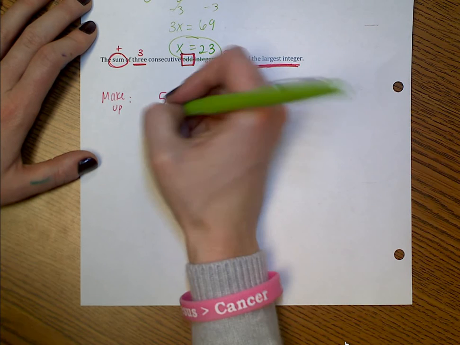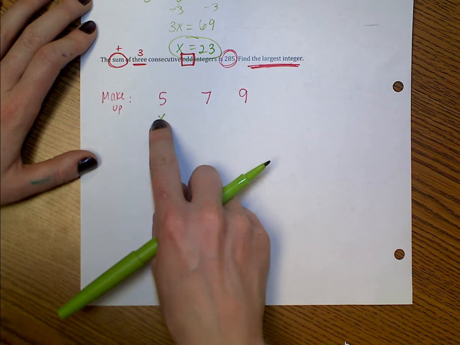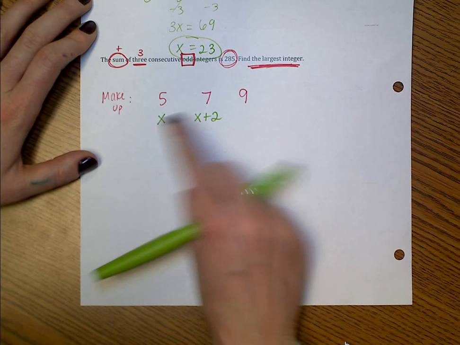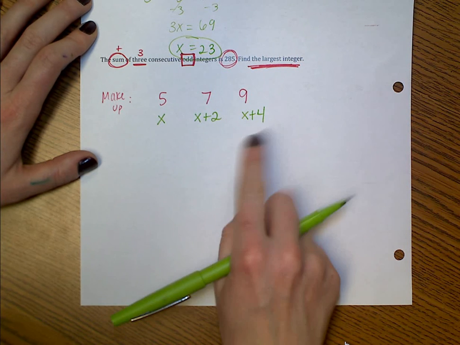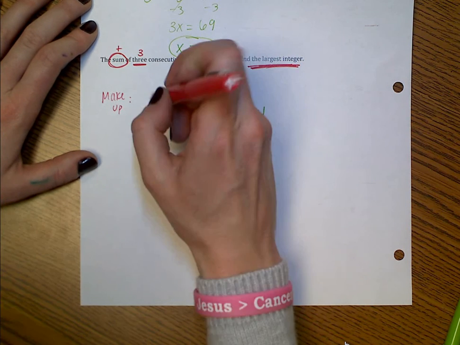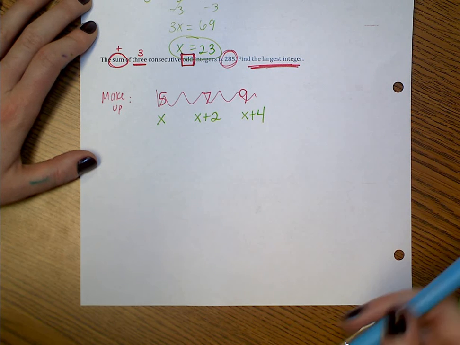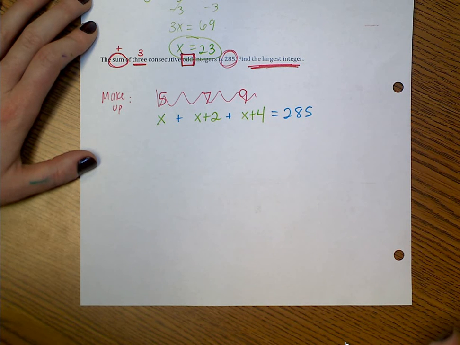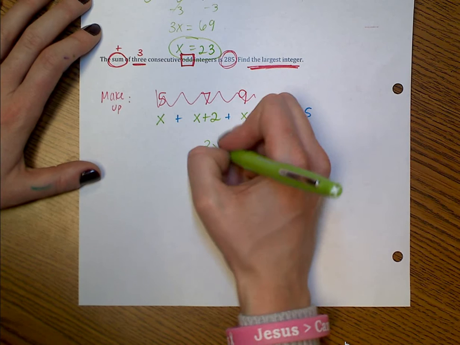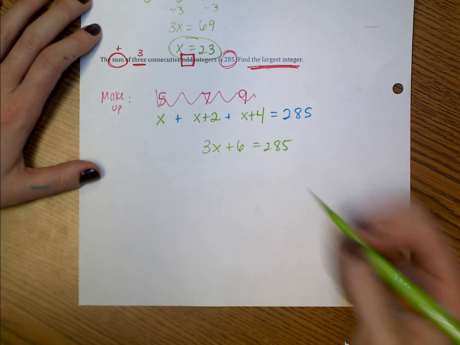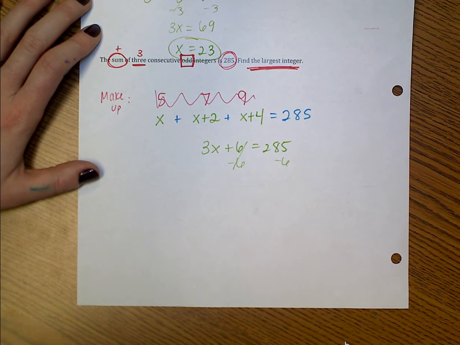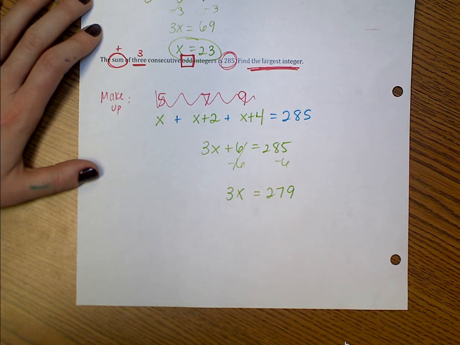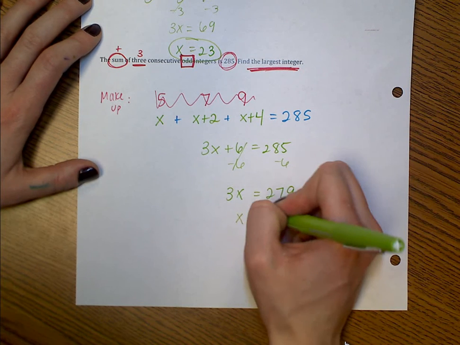You always call the first one x. This time you add 2 to 5 to get 7. So I'm going to call that x plus 2. And you add 4 to 5 to get 9. The last integer is x plus 4. I made up 5, 7, and 9. The sum, so if I add these together, I should get 285. Now let's combine like terms. That's 3x plus 6 equals 285. Okay, so if you subtract all this and then divide, you should get a nice whole integer number, and you do. You get 93.